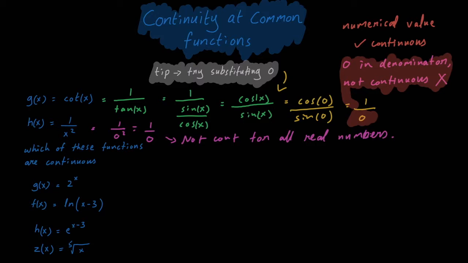Question 3, when we have a power. So if we substitute for 0, anything power 0 is simply 1. So we have got a numerical value and this is continuous for all real numbers. For the next 3 questions, you have to remember the properties of each.